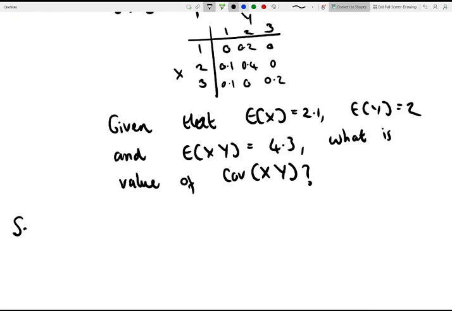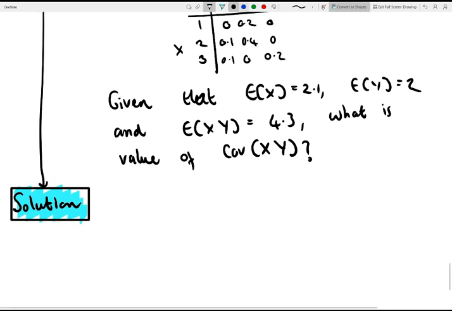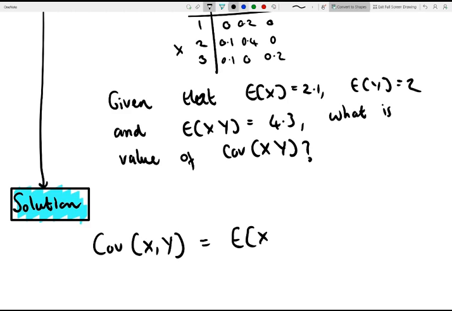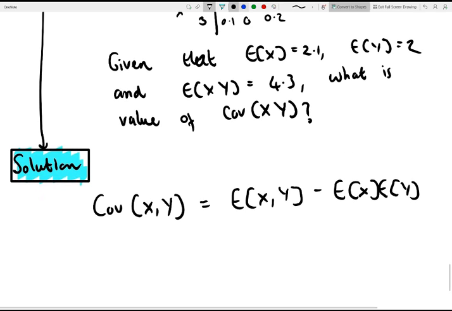And our solution is very simple, referring to the formula we spoke of above. The covariance of x and y is the expectation of x and y minus the expectation of x multiplied by the expectation of y. So we get 4.3 minus 2.1 times 2, which simplifies to 0.1.